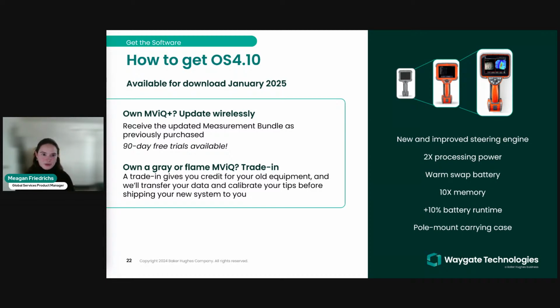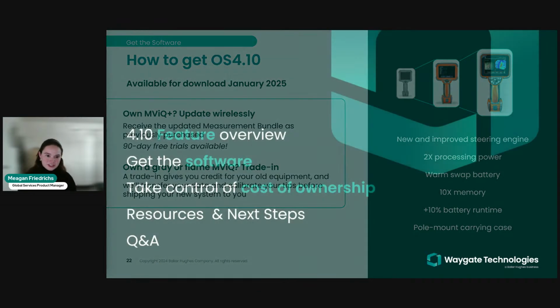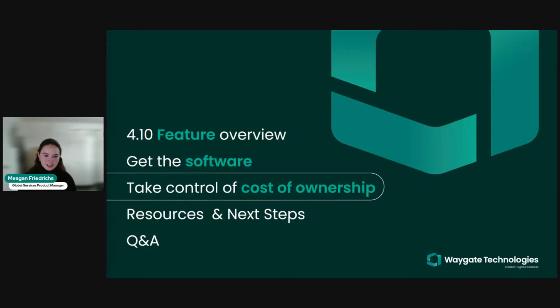If you own a gray or flame MViQ and would like to take advantage of this new software update and all of the other improvements that make the MViQ Plus the best borescope platform in the world, we will give you credit for your old equipment and will transfer your data and calibrate your tips for you before shipping it out. We offer trade-ins for both the handsets and the probes to help you take advantage of the new and improved steering, warm swap battery, and so much more. We also will continue to release software for this product, and the MViQ Plus is the only way to get it.